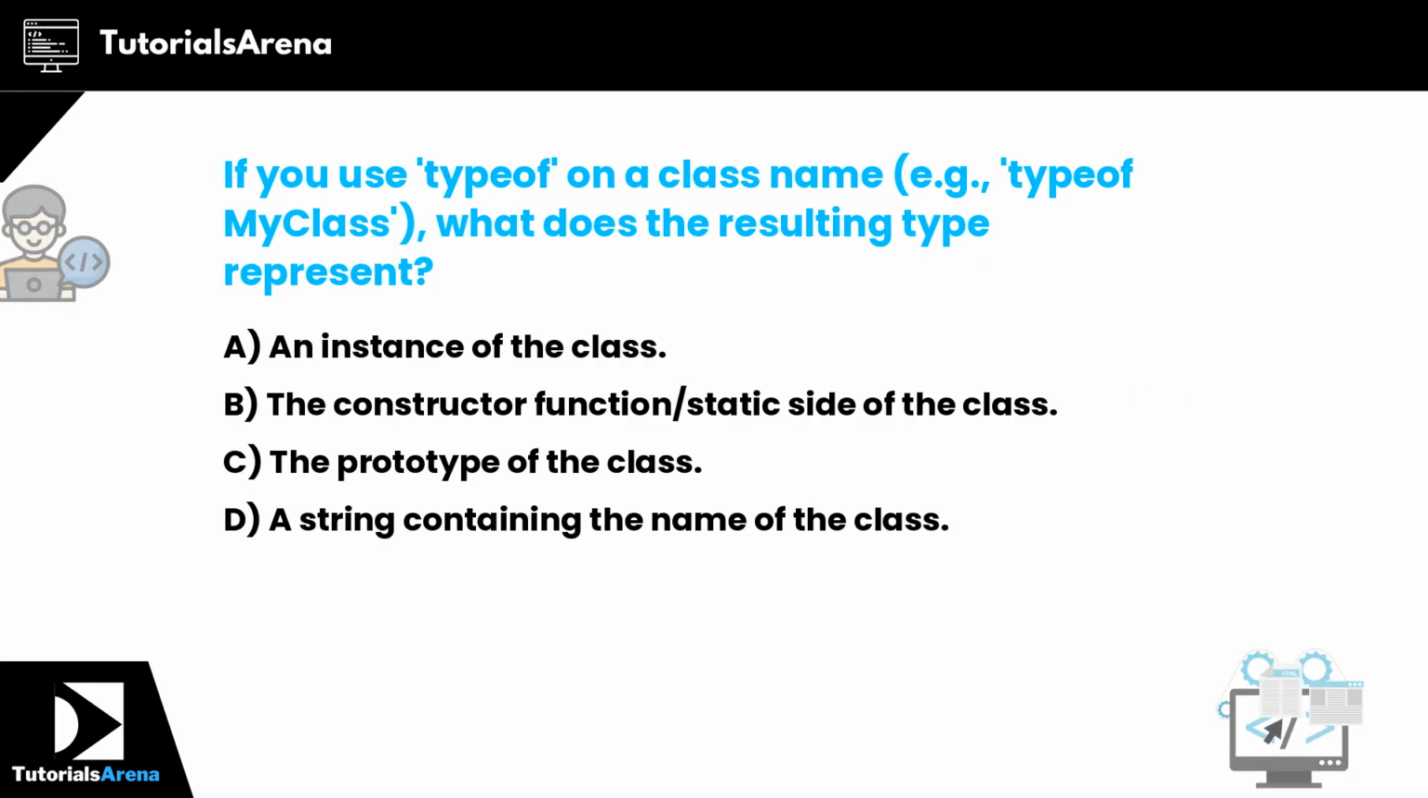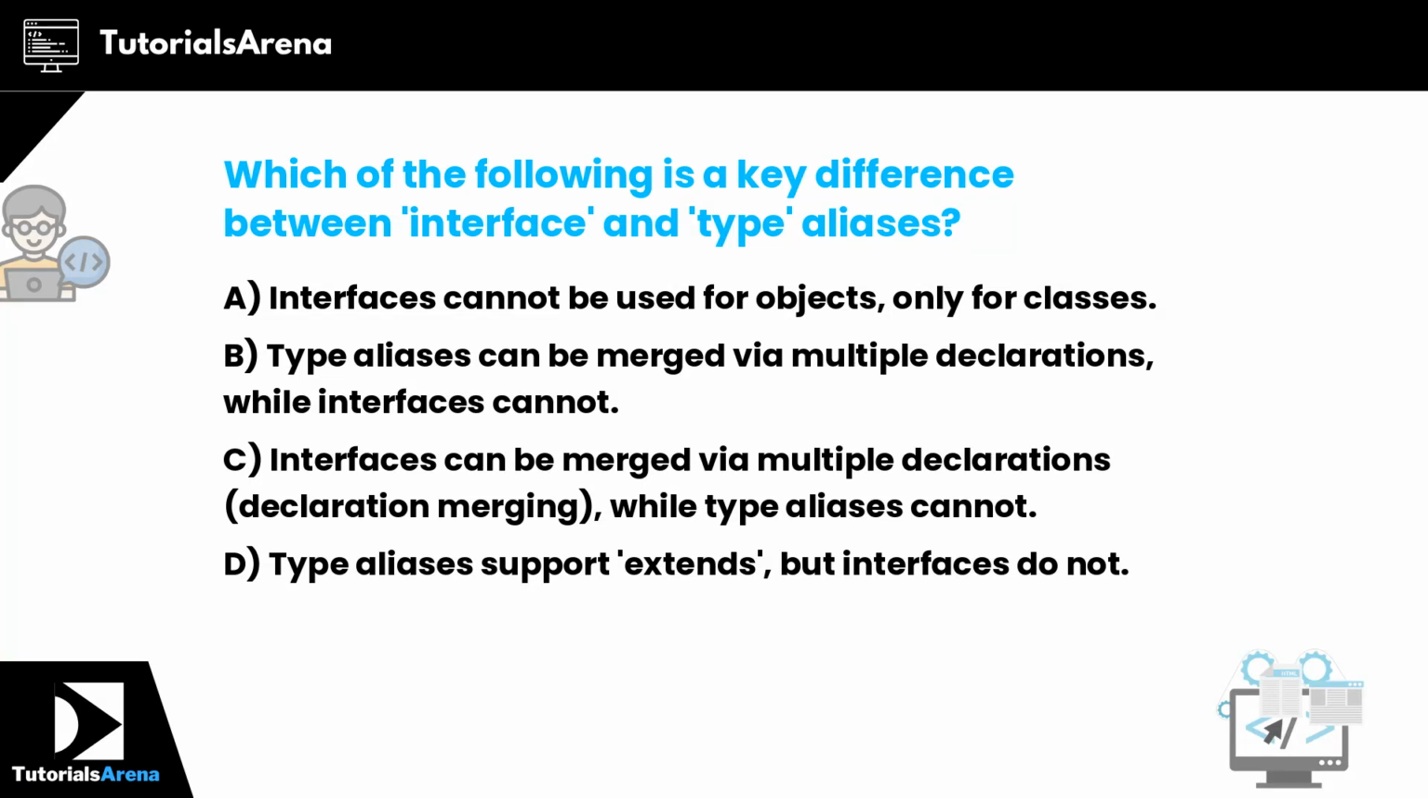If you use typeof on a class name, e.g., typeof MyClass, what does the resulting type represent? The correct answer is option B, the constructor function / static side of the class. Which of the following is a key difference between interface and type aliases? The correct answer is option C. Interfaces can be merged via multiple declarations, declaration merging, while type aliases cannot.